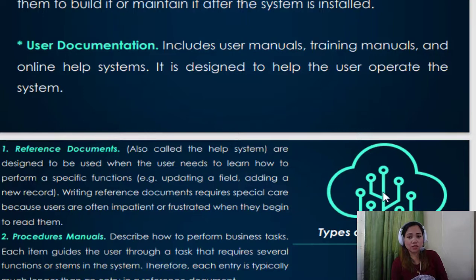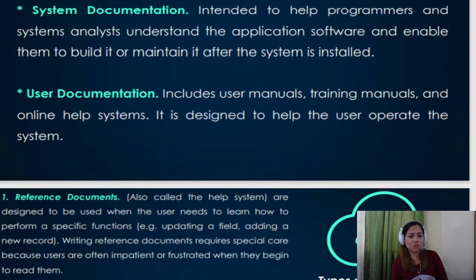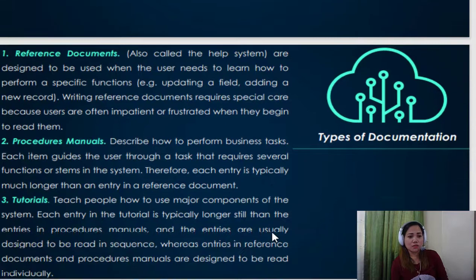So here we have the types of documentation. Number one, reference documents. So what is this reference documents class? It is also called the help system. This is designed to be used when the user needs to learn how to perform specific functions. Example, updating a field, adding a new record. Writing reference documents requires special care because users are often impatient or frustrated when they begin to read them.